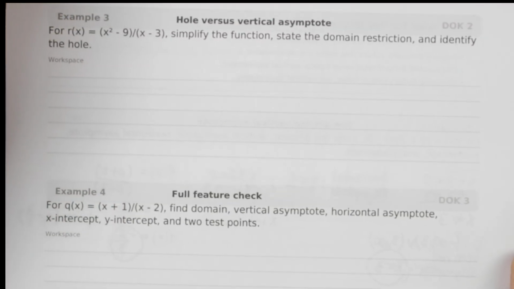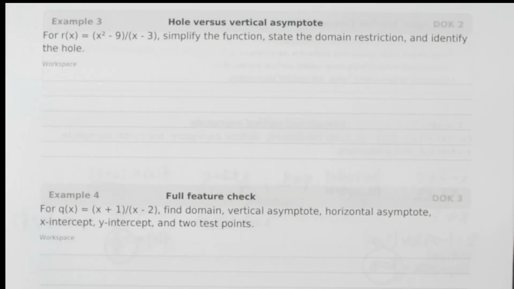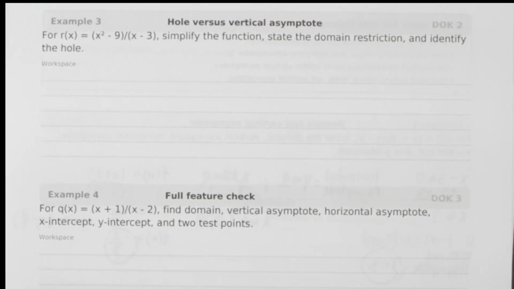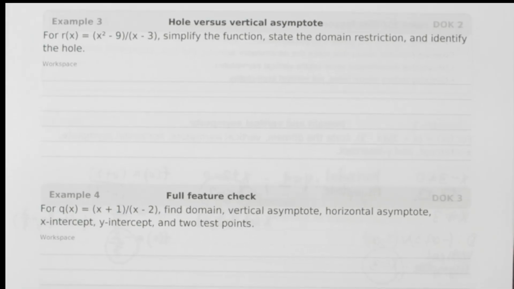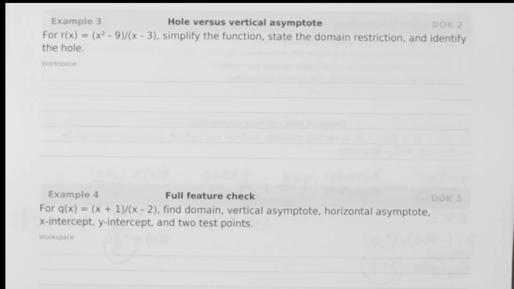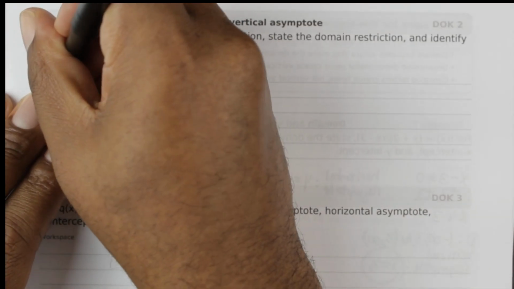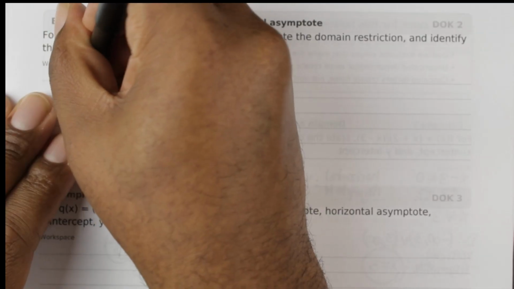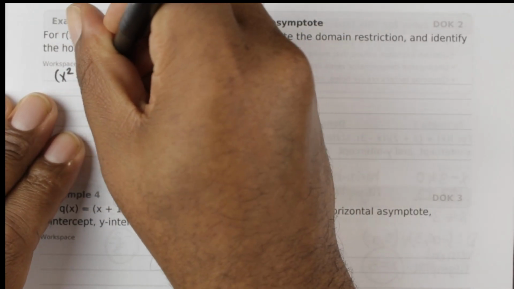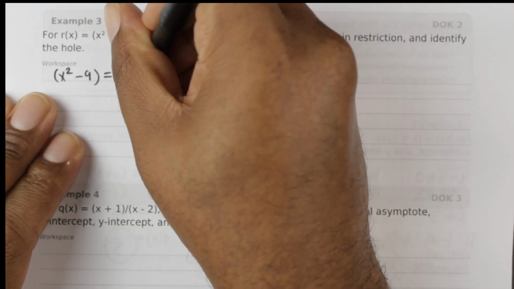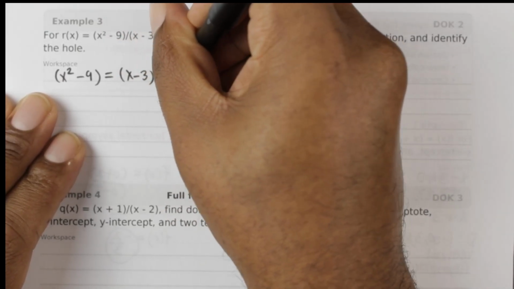Let's continue. Example number 3. Here we have r as a function of x. We're going to simplify the function, state the domain, and identify the hole. First of all, we need to start by factoring the numerator. The numerator is x squared minus 9. This is the difference of two squares, x minus 3 and x plus 3.